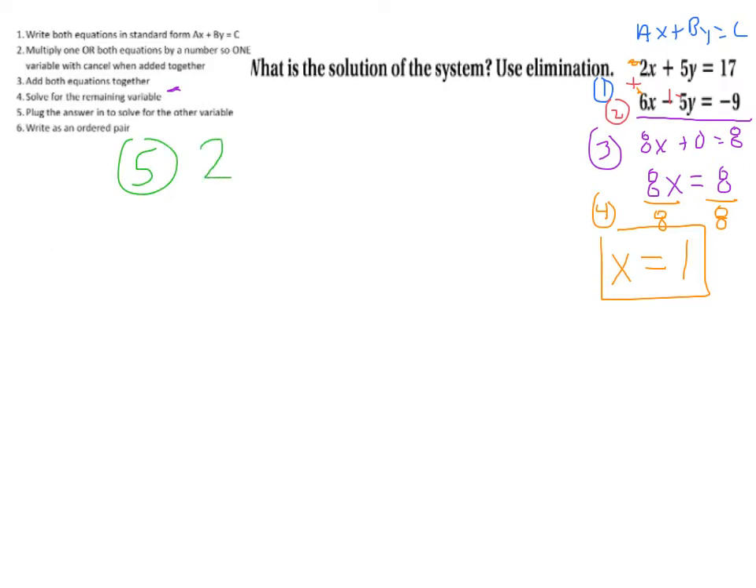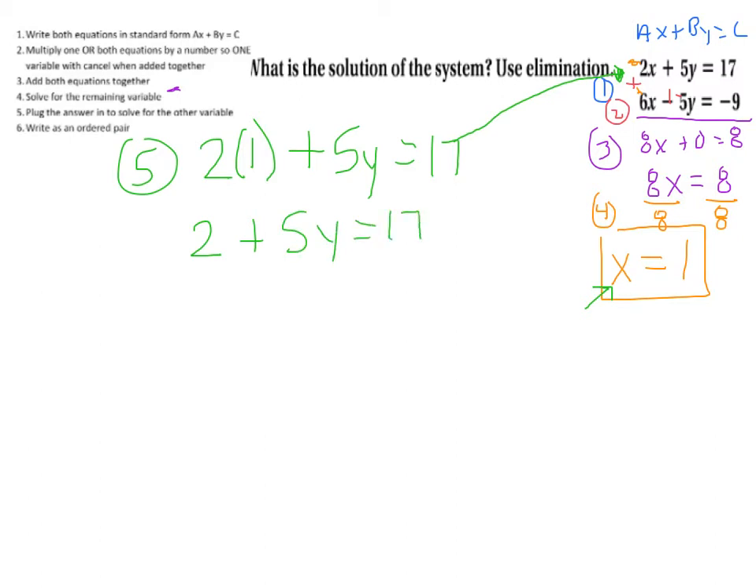So I have 2, and I know that my x is equal to 1, so I'm going to plug 1 in for x, plus 5y is equal to 17. I just used my first equation that's written here that was given and plugged in 1 because I solved for x. So now I'm going to solve for y. So that becomes 2, and then I'm going to subtract 2 from both sides. So I have 5y is equal to 15, and divide by 5, and I get y is equal to 3.